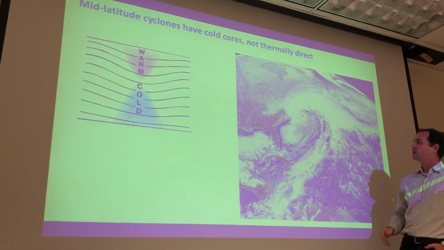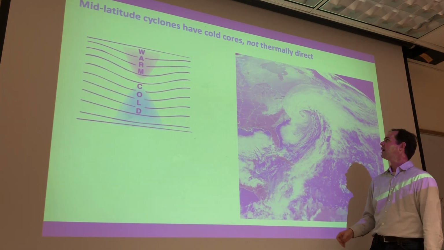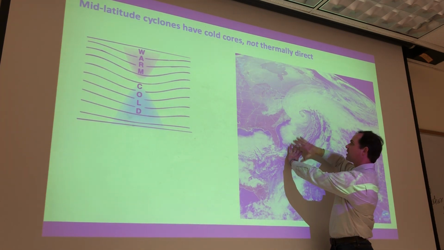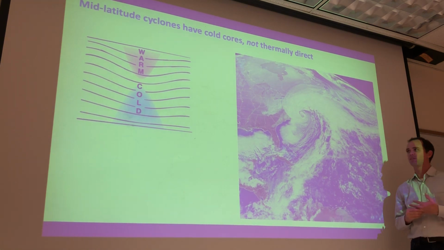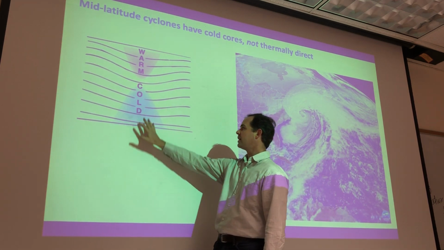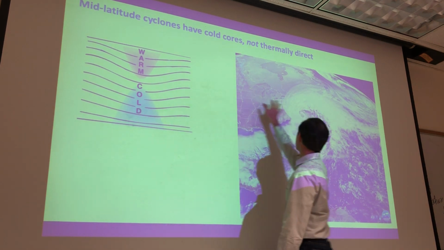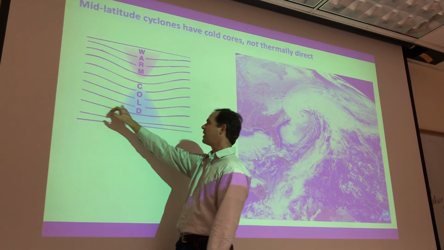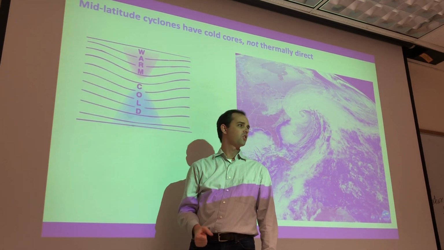These systems are not driven by a warm core surrounded by a relatively colder environment. They are driven by warm air towards the equator and cold air towards the poles, and it's that temperature contrast that's driving the strength of these. Another way of looking at this is in terms of the temperatures that we find in the middle. We tend to find that cyclones in their center tend to be colder than their surrounding air near the surface, and that actually reverses as you go towards the tropopause, or the upper troposphere.